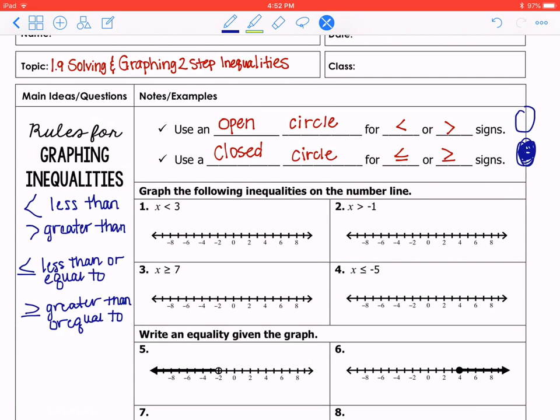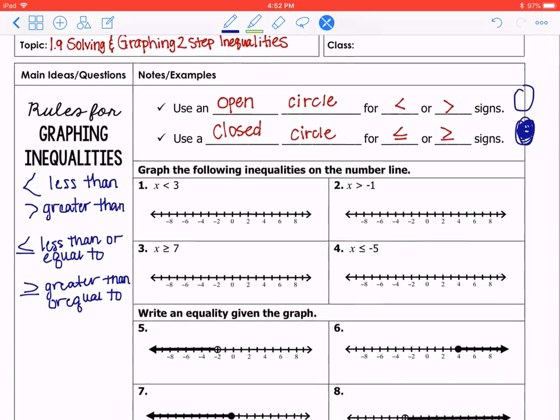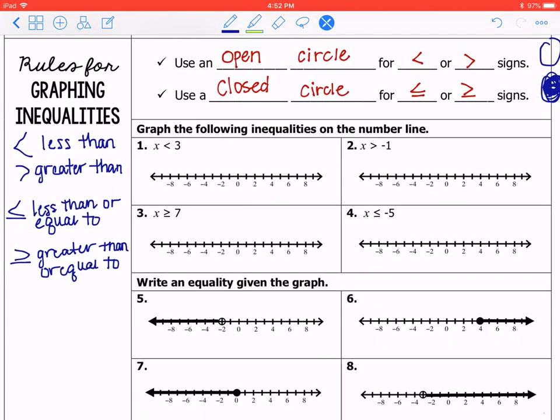To start, you're going to use an open circle for the less than and the greater than signs, and so I drew an open circle to the right, and you're going to use a closed circle when it's less than or equal to, or greater than or equal to, and then of course I put a closed circle. So the first section is just graphing, knowing those few tricks.